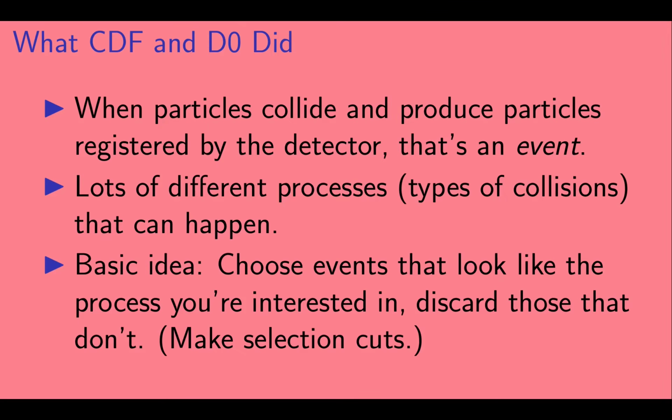Okay, so when particles collide and produce particles registered by the detector, that's called an event. There are lots of different processes that can happen inside a particle detector. The basic idea is to choose the events that look like the process you're interested in and discard those that don't. This is referred to as making selection cuts. You cut out the events that are probably not what you're looking for, and you keep the ones that are most likely to be what you are interested in.